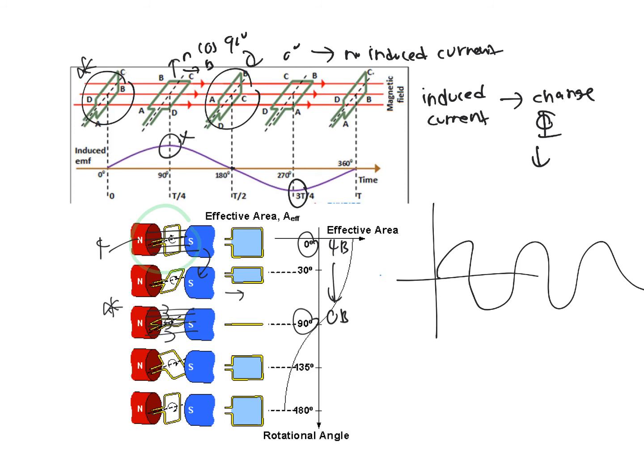Got it? So here 30 degrees is not the maximum. It means the induced EMF here is not maximum. The induced EMF is maximum when you go from a maximum, where you have 4 magnetic field passing through a loop, to none, and that gives the maximum value. Got it? Let's move to the next one.